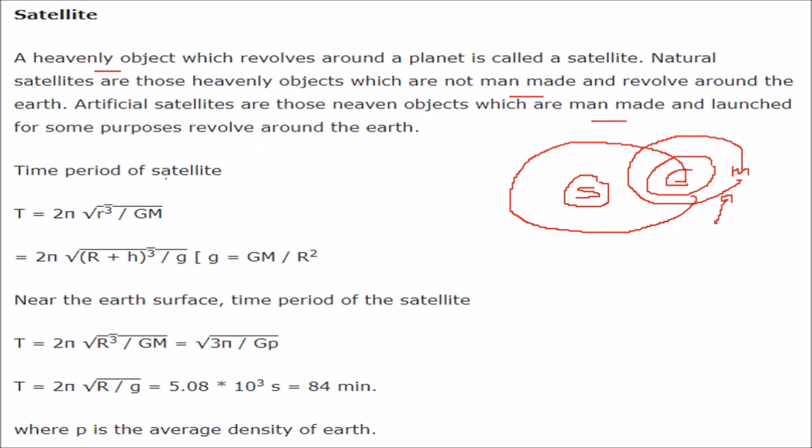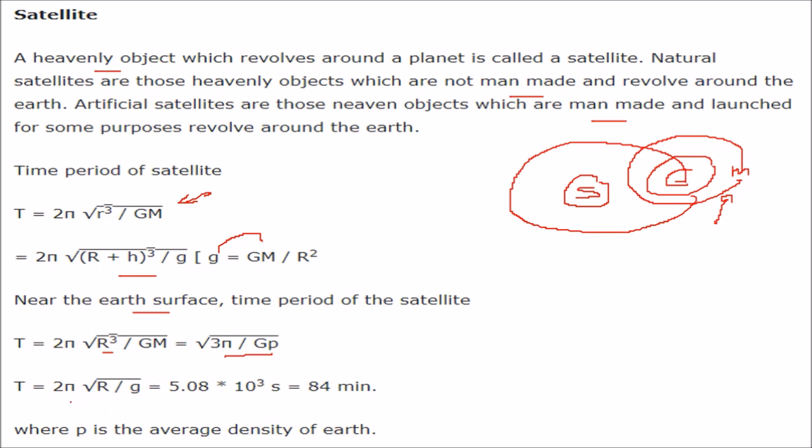The time period of a satellite is given by this expression, 2 pi under root r cube by g_n. You can also take it like this: if you take g equal to g_n by r square, this is 2 pi under root (r plus h) whole cube by g. And when we talk about near the Earth's surface, the time period of the satellite will be 2 pi under root capital R cube by g_n. This is given by this expression also, and you can easily find out.